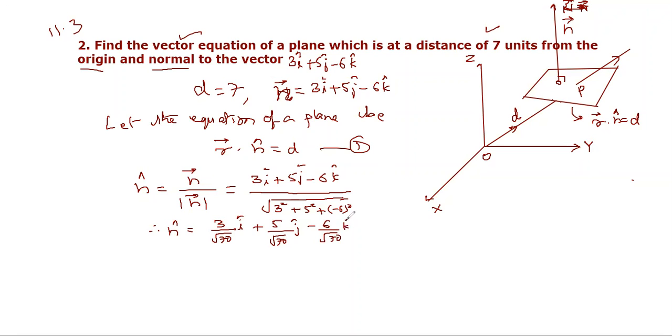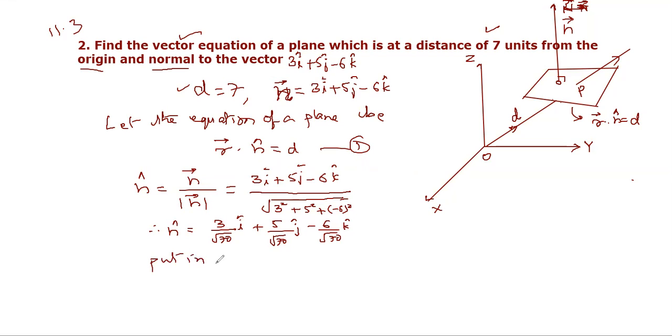As it is converted into the unit vector, these are the DRs of this vector. If you square and add them, l square plus m square plus n square will come to 1. That's another thing. Now this value you can put in the first equation, and we get the answer. And d is given as 7 centimeter.